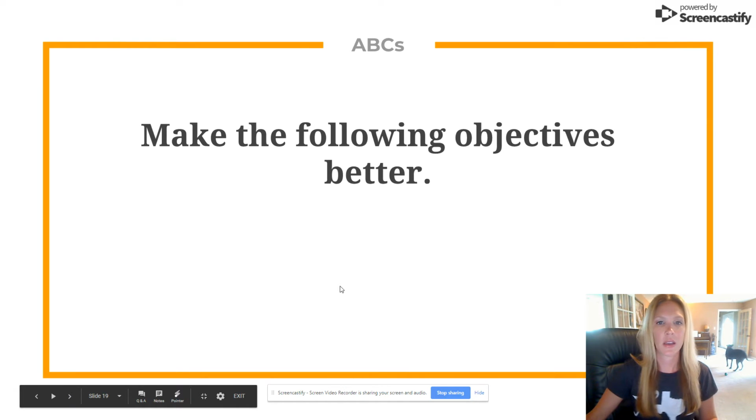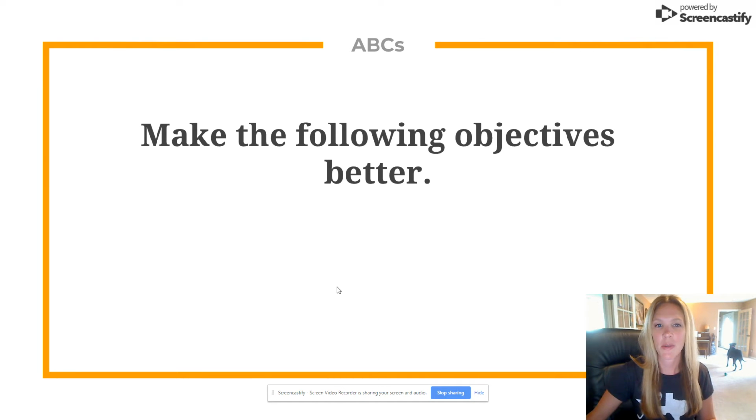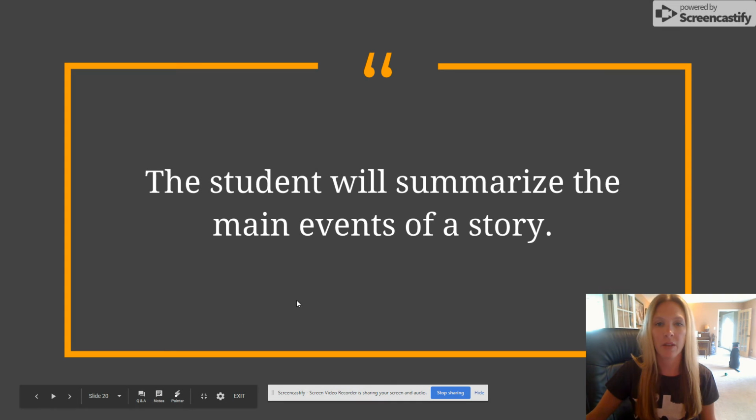Okay, so if we're looking, I think my dog came in the back. If we're looking at making the following objectives better, let's take a look at that.